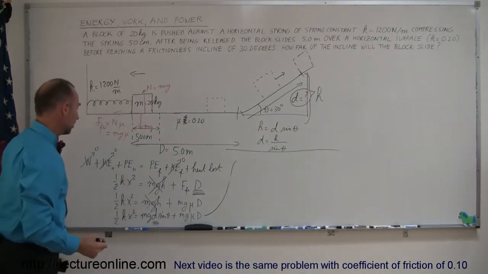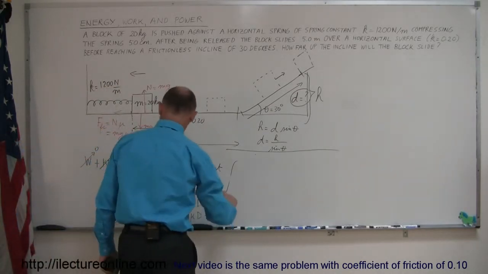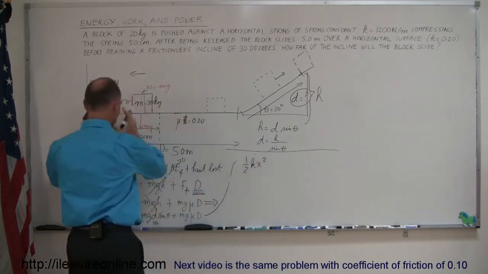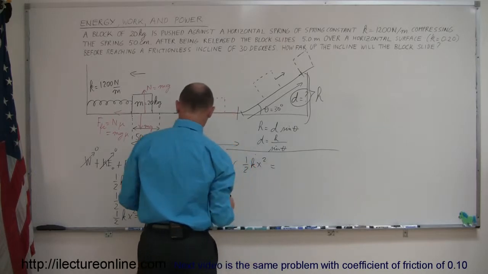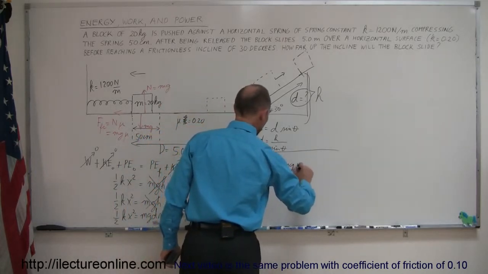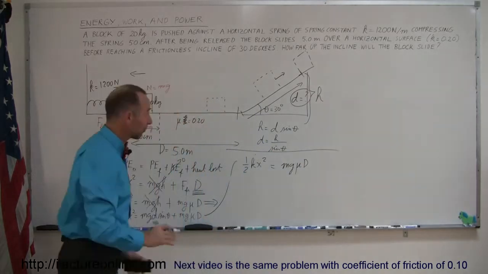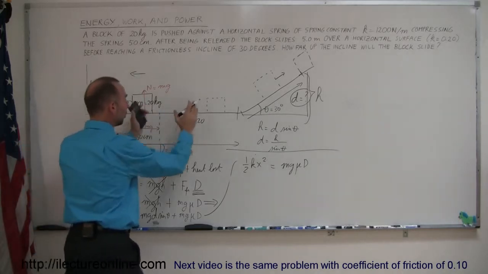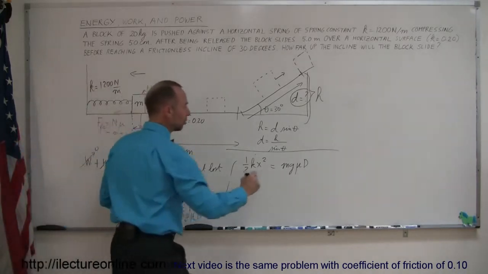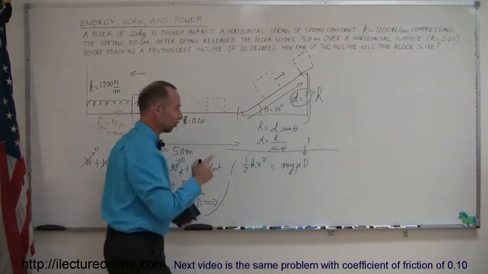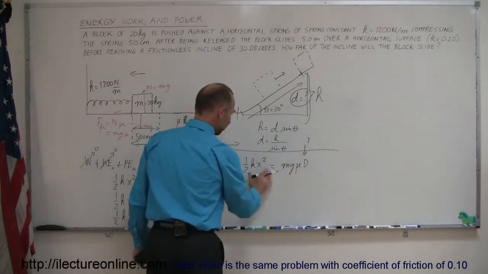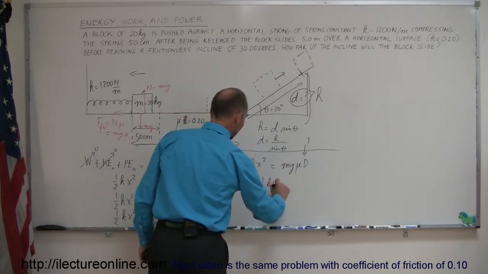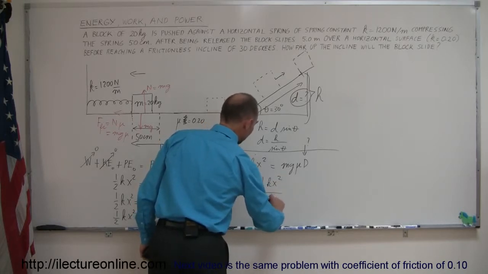Okay, so with the MGH missing, the equation now will become 1/2 kx squared, which is the initial potential energy it has when we compress a spring, equals, on the other side, mg mu d, the amount of energy lost by overcoming friction. And it looks like all of the energy we stored in the spring will be lost by overcoming the friction. We just need to know what d is equal to. So solving that equation for d, I divide both sides by mg mu, and we turn the equation around. So we have d is equal to 1/2 kx squared divided by mg mu.